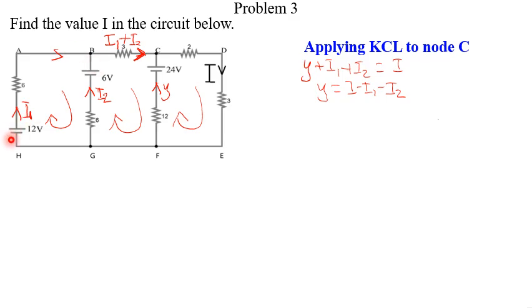So let us look at the voltages here. The first voltage is 12, which is moving from a lower potential to a higher potential, so we have a positive 12 here. Then when you get here, it is moving from a higher potential to a lower potential because we are moving in the clockwise direction, making it negative.